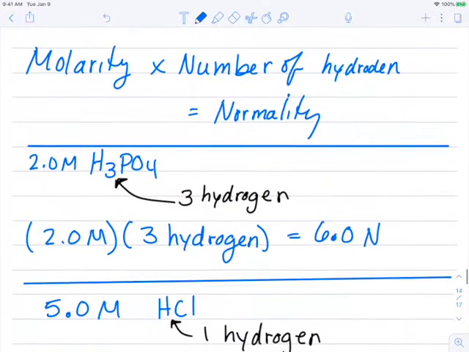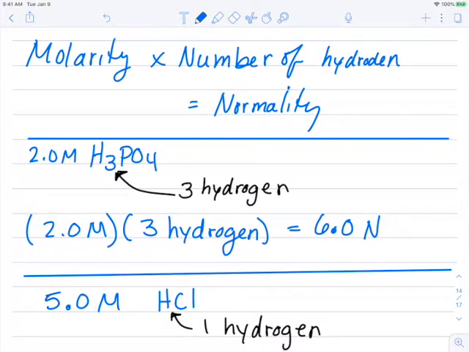All right. What we're going to do to find our normality is take molarity times the number of hydrogen for our acids. For instance, if I had a 2 molar phosphoric acid, which has 3 hydrogen that can react with our base, then I would do 2 times 3, and I would get 6 normal for that phosphoric acid. So any questions on that phosphoric acid, why it's both 2 molar and 6 normal? Because the normality includes how many hydrogen could come off.